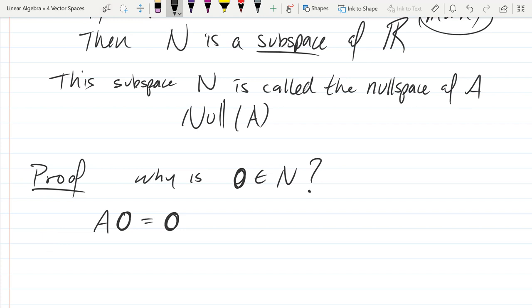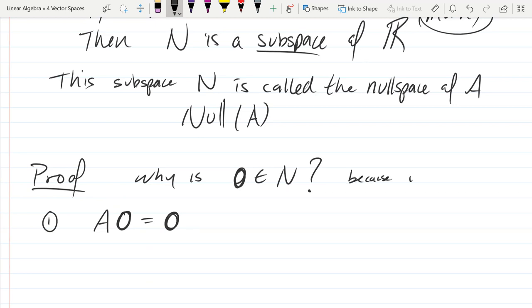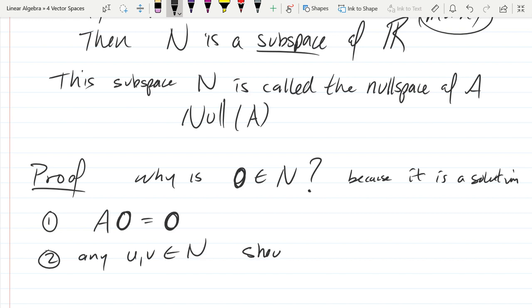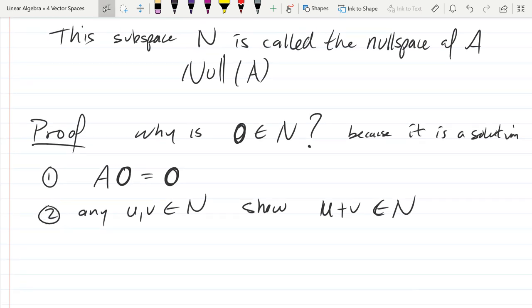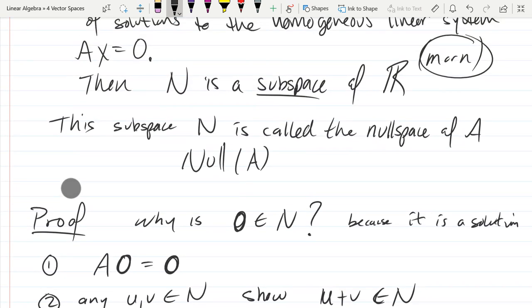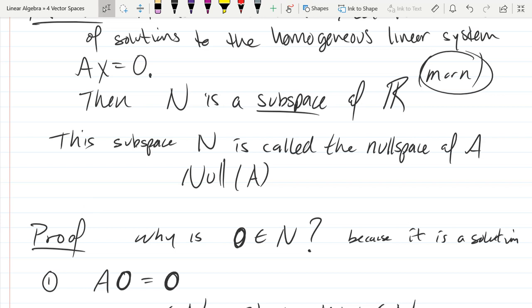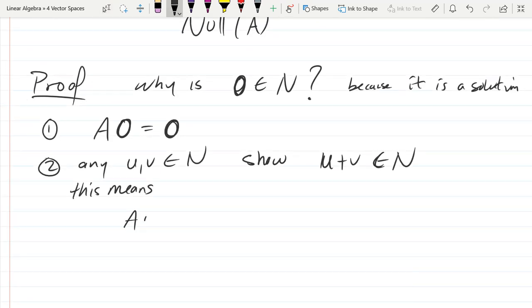Now we're going to check. So that was the first part. We got 0 is in there, because it is a solution, that's how this set was defined. Part 2, we'll check any vectors u and v inside N. We're supposed to show u plus v is inside N. So what does it mean to be in N? There's only one defining property to being a member of the set N, and that is you're a solution to AX equals 0. So this means AU equals 0 and AV equals 0.